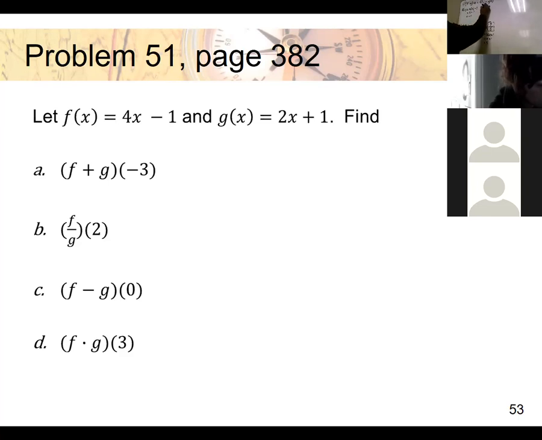And g of 0, that'd be 2 times 0 plus 1. And this will be 0 plus 1, which is 1. So now f of 0 is negative 1 minus g of 0 is 1. So when I do negative 1 minus 1, I end up with negative 2. Questions on part C?